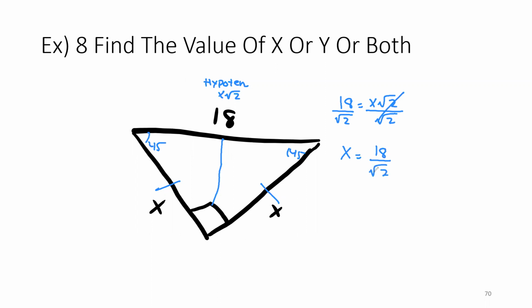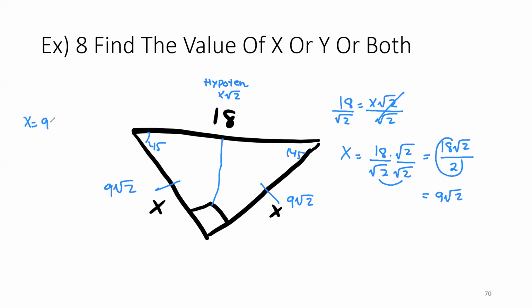Now, we usually don't like the radical in the bottom, so we rationalize it by multiplying top and bottom by radical 2. So this is 18 radical 2 over 2, right? Because radical 2 times radical 2 is 2. And then 18 divided by 2 is 9. So this length here is 9 radical 2. This length here is 9 radical 2. So your x length is 9 radical 2.